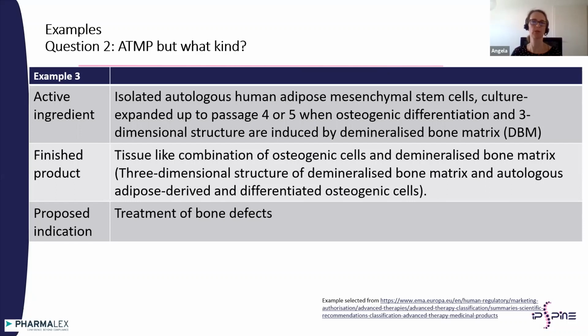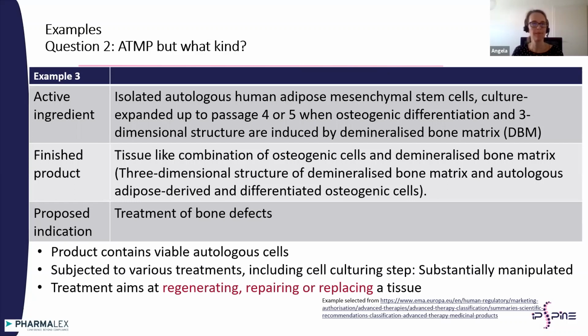And in the finished product, we have this wonderful, and I think it really sounds very great and sophisticated, artificial tissue-like combination of these osteogenic cells that have been differentiated in vitro in this demineralized bone matrix. So a very beautiful product, which will be used for the treatment of bone defects. So let's see what the agency thinks about this product, or maybe you think first what you would like to classify it as.